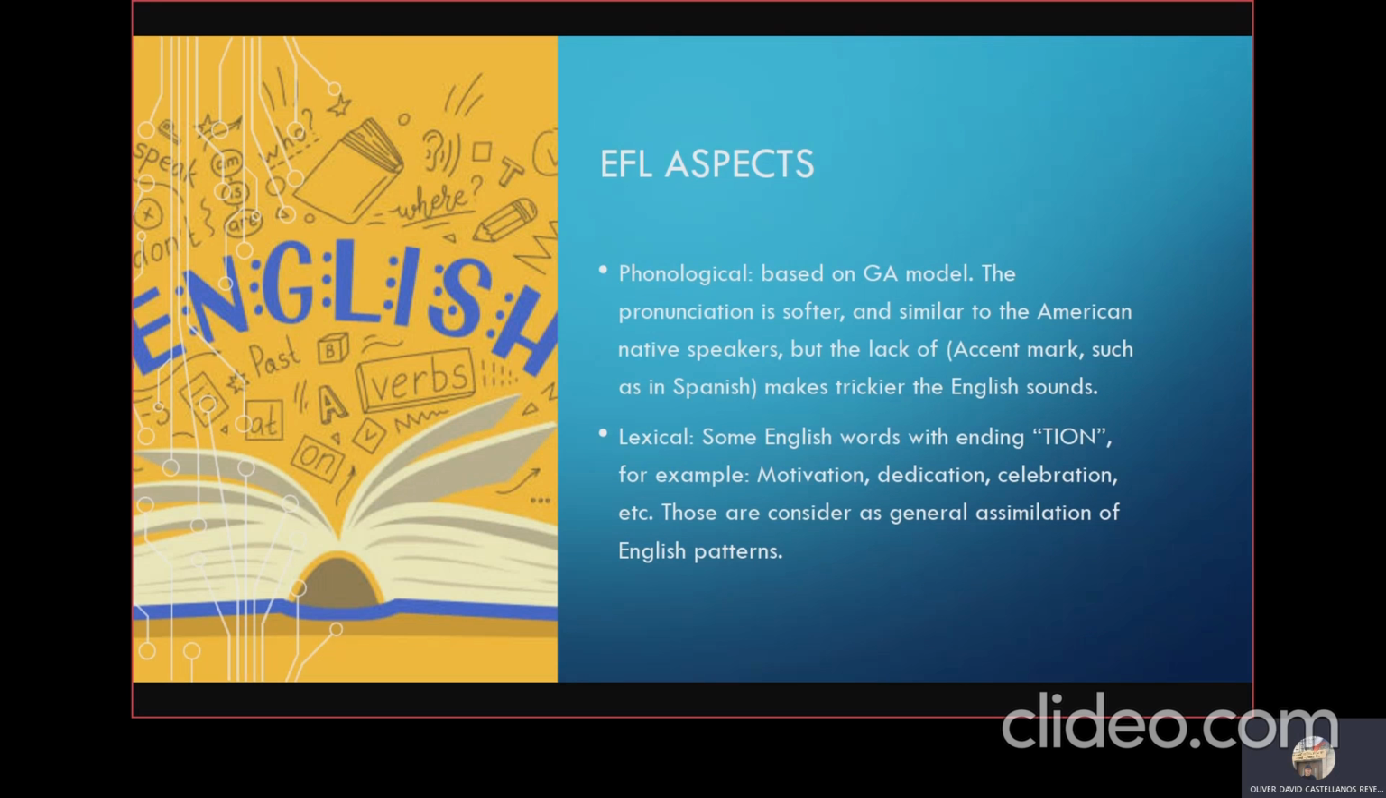Some EFL aspects. Into the phonological, based on the GA model, the pronunciation is softer and similar to American native speakers, but the lack of accent marks, such as in Spanish, makes the English sounds trickier. Into the lexical part, some English words ending in -tion, for example, motivation, dedication, celebration, etc. Those are considered as general assimilation of English patterns.